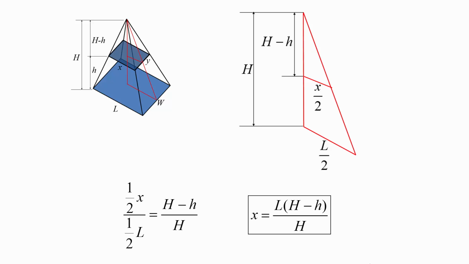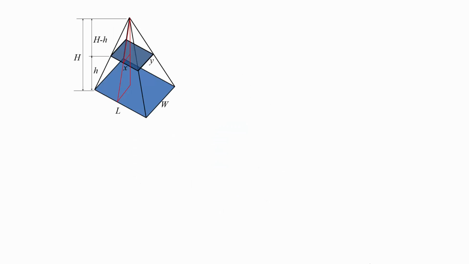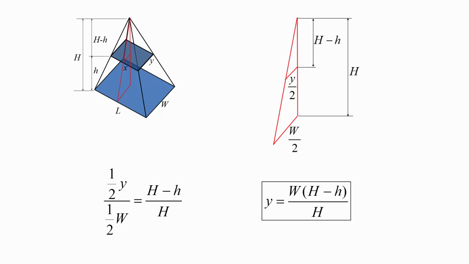That means we have an expression for the value of the length of the rectangle at any height h. We're going to obtain a similar one for the width y by constructing similar triangles as well. There we are. This time we're going to use variable y to obtain our similar triangles. And just to show the working, we will obtain the ratio of corresponding sides in exactly the same way. So we have a half y over a half w equal H minus h over H. And simplifying that, we have our expression for the width y, as you can see there.